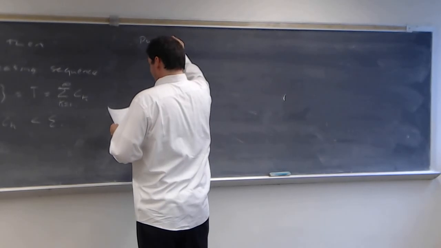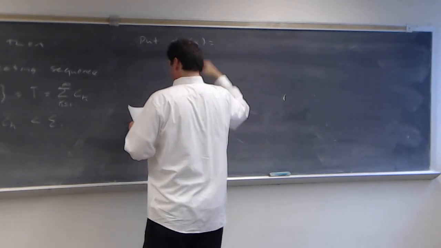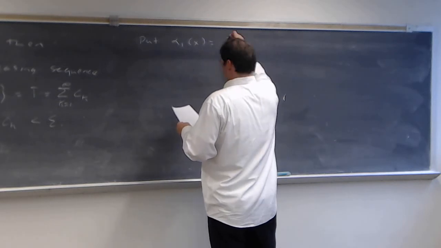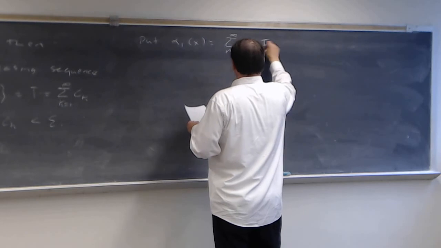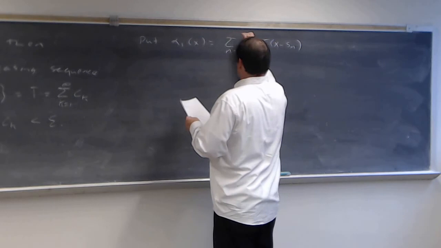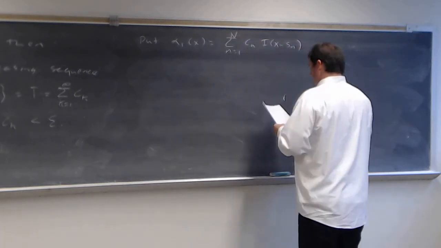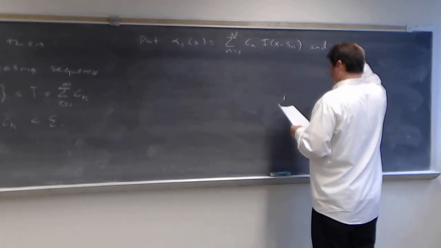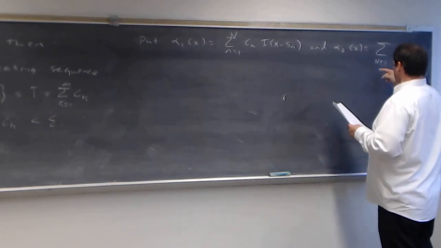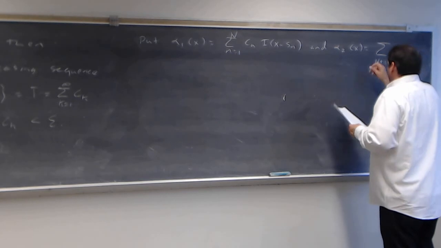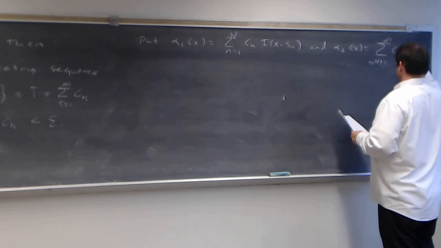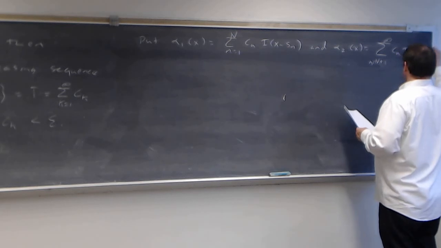Now, we let alpha sub 1 of x be equal to the sum as n runs from 1 to infinity of c sub n times I of x minus s sub n. Here, not to infinity, but up to big N. And we let alpha sub 2 of x be equal to the sum from little n equals N plus 1 up to infinity of c sub n times this step function acting on x minus s sub n.